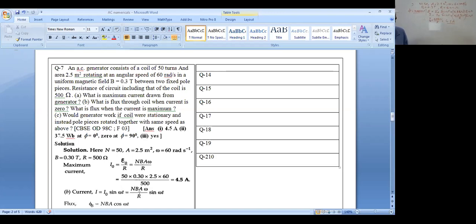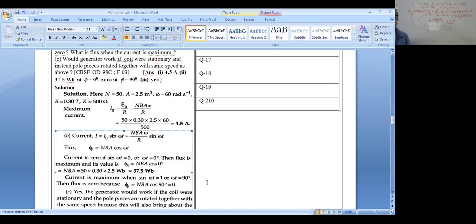Got this point? And what is I? I is the instantaneous current. You can find out the instantaneous current here: I equal to I naught, where I naught is 4.5 sin omega t. This is the expression of instantaneous current. And flux you can find out as NAB naught omega cos omega t.